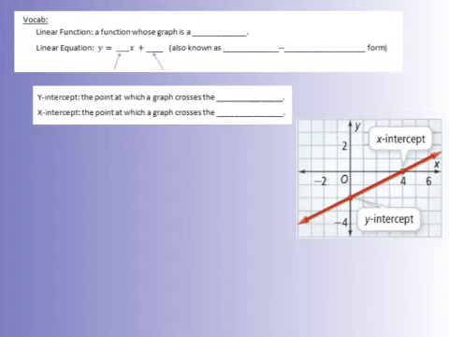Alright, some more vocab. A linear function. Anytime we talk about anything that's linear, linear is our main word here. It's a function whose graph is a line. So anytime you see a straight line, whether it's vertical or horizontal or diagonal, if it's a straight line, then it's a linear function.